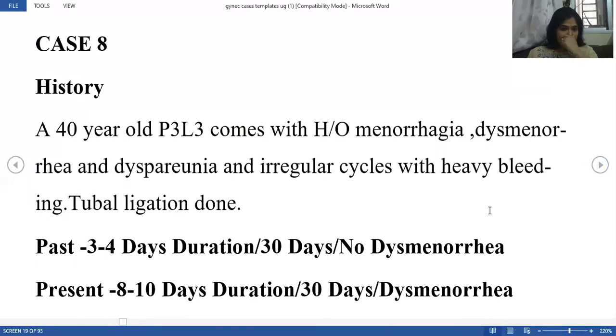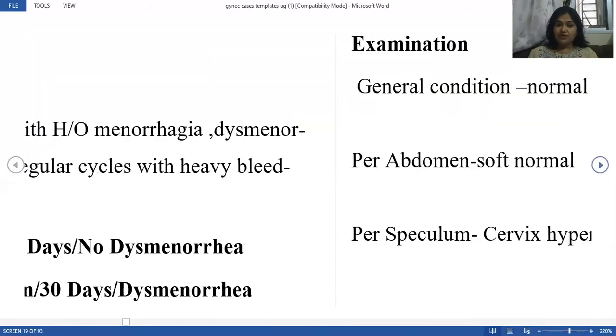See another case in which there is a 40-year-old who is para 3 living 3, comes with history of menorrhagia, dysmenorrhea, dyspareunia, irregular cycles with heavy bleeding. She also has tubal ligation done. Her past menstrual history was 3 to 4 days duration, every 30 days, there was no dysmenorrhea. Presently, the duration has increased to 8 to 10 days, it comes every 30 days, and there is now dysmenorrhea, right?